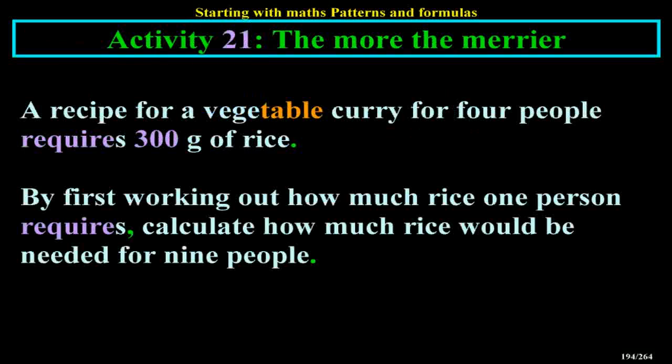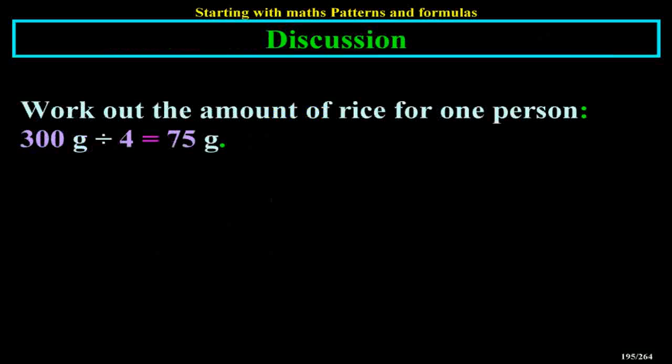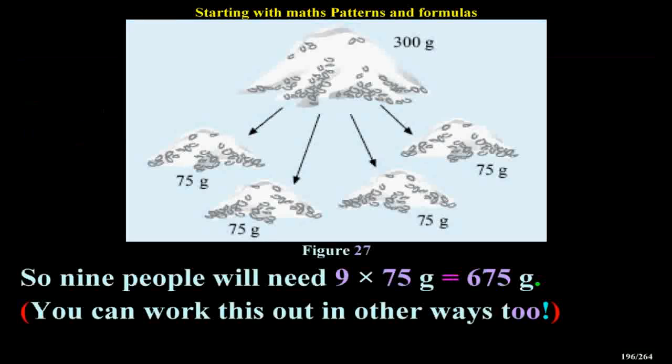Activity 21. The more the merrier. A recipe for a vegetable curry for 4 people requires 300 g of rice. By first working out how much rice one person requires, calculate how much rice would be needed for 9 people. Discussion. Work out the amount of rice for 1 person. 300 grams divided by 4 equals 75 grams. Figure 27. So 9 people will need 9 times 75 grams, which equals 675 grams. You can work this out in other ways too.